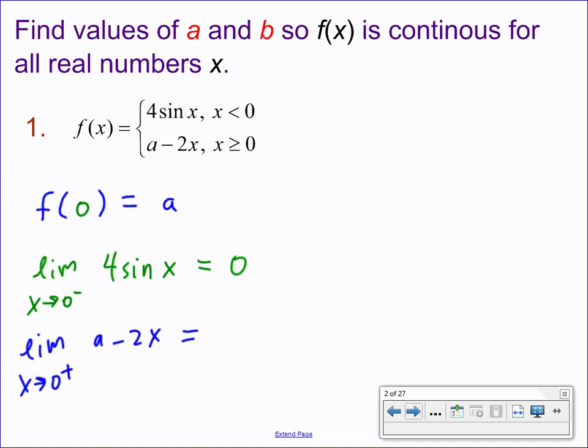A. So for the overall limit to exist, right, I need the left-hand limit to match the right-hand limit. Namely, I need a to equal 0. So if a equals 0, then this should be good. Is that what we're saying? All right, let's do a quick check in my calculator then with a equals 0.